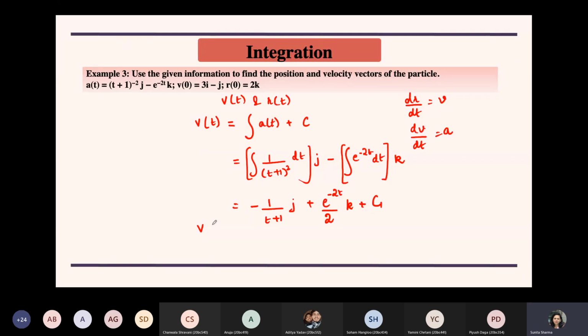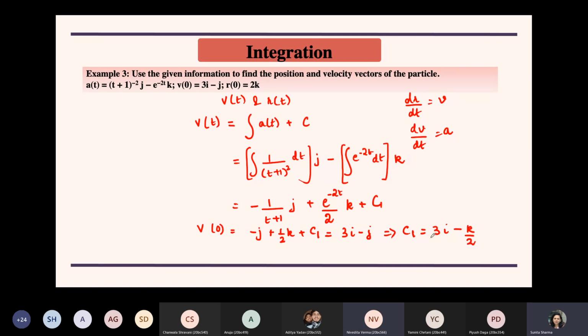Ma'am, we put 0 in place of t. Okay. So we have 0 from this. From here, when we put t 0, what do we get? Ma'am, minus j plus 1 by 2 k plus c1, and equal to 3i minus j. This is the given condition, 3i minus j. So c1 is equal to 3i minus 1 by 2 k.